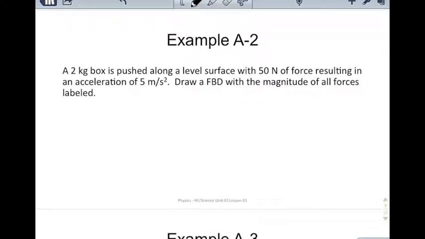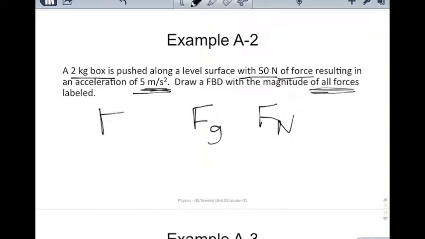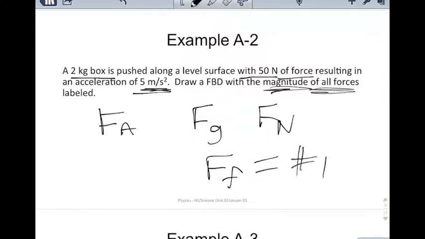This one says you have a 2 kilogram box is pushed along a level surface with 50 newtons of force, resulting in an acceleration of 5 meters per second squared. It says you want to draw a free body diagram with the magnitude of all forces that are exerted on the object. So remember, we're not only looking at Fg, Fn, Fa. More than likely, we're going to have to figure out this FF value as well. Now, it says draw a free body diagram with the magnitude of all forces labeled. So you can't just say FF. You have to say FF is whatever number of newtons as well.